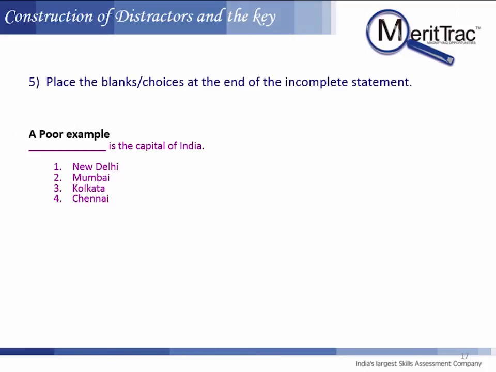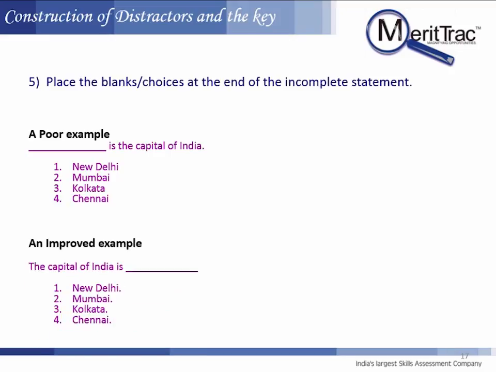Place the blanks, the choices, at the end of the incomplete statement. This is also very important. It has been found in various psychological assessments of test design that if you put the blank at the end of a sentence, then on average people read the phrase or the stem only once before they attempt the answer. Now their answer could be right or wrong, that's a different question, but after reading it only once, they get complete clarity about what is being asked.